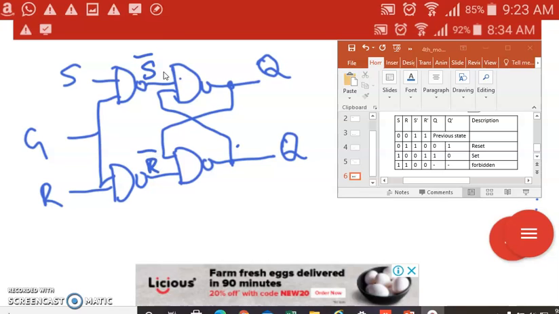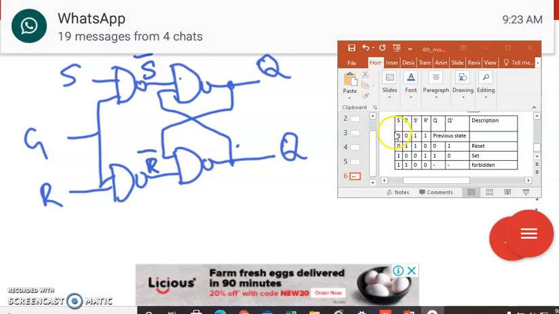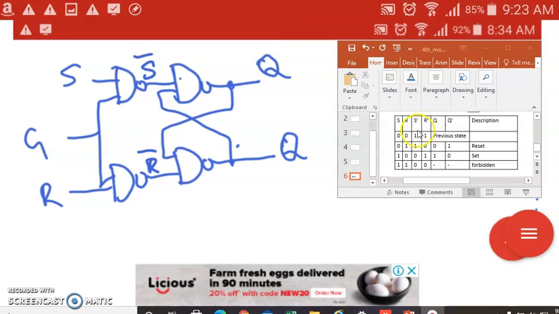So we know the truth table for this. S and R, if these are the values, S bar, R bar will be like this. So this is our Q bar. And what is the description? Now we'll look into this: what will happen with the effect of the gate?